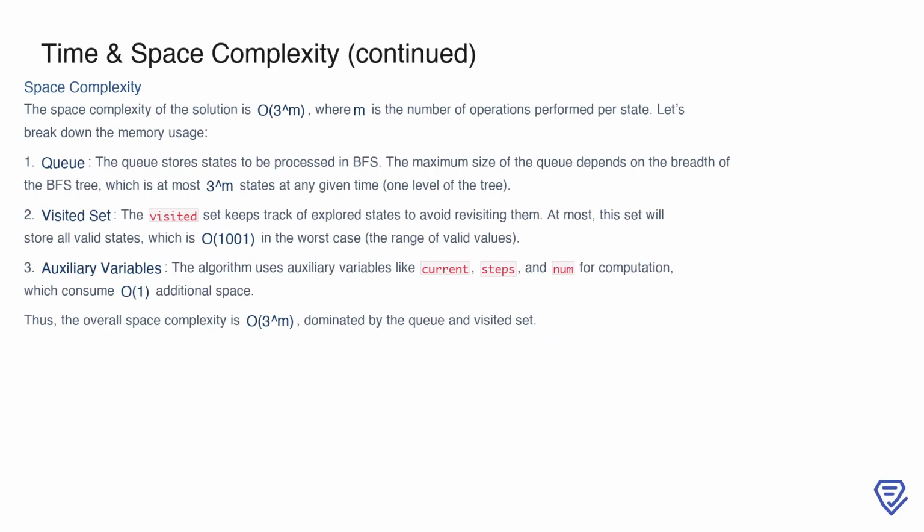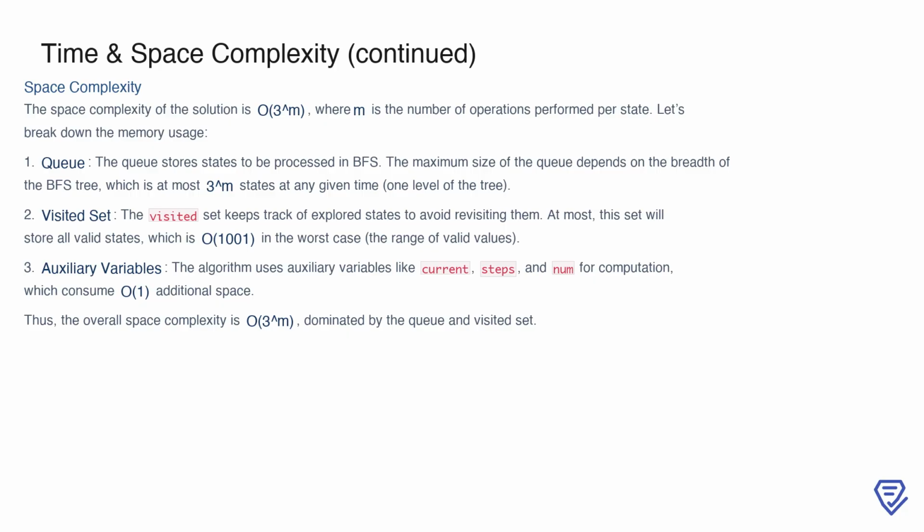Now let's dive into the space complexity, which is also 3 to the power of m, where m is the number of operations per state. The memory usage can be broken down into 3 parts. First, we have the queue, which stores the states to be processed during BFS. The size of the queue is determined by the breadth of the BFS tree, and at most, it holds 3 to the power of m states at any given time.